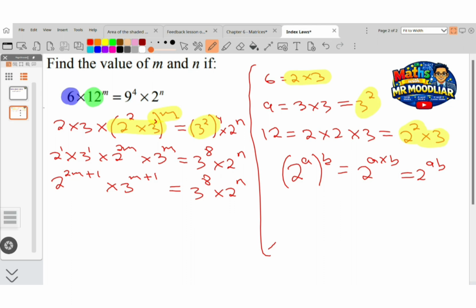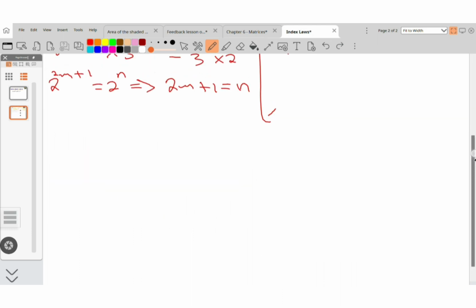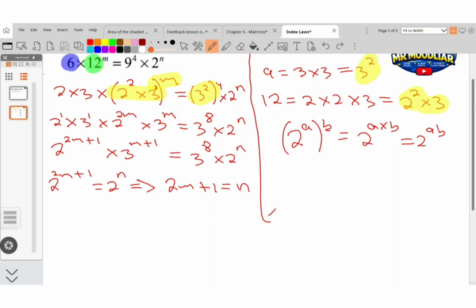Now, the next step right now, we are going to equate the left hand side to the right hand side. So we're saying that 2 to the power of 2m plus 1 is equal to 2 to the power of n, which means 2m plus 1 must be equal to n. Similarly, we have 3 to the power of m plus 1 is equal to 3 to the power of 8. So we have m plus 1 is equal to 8.